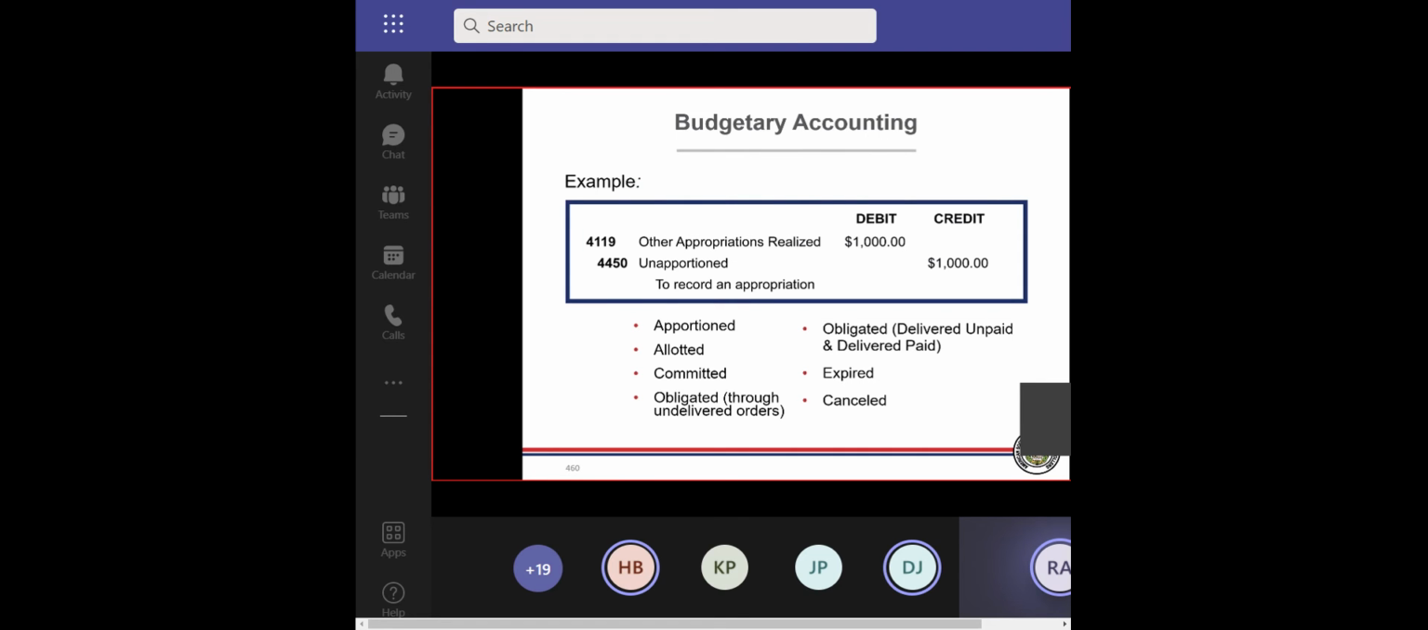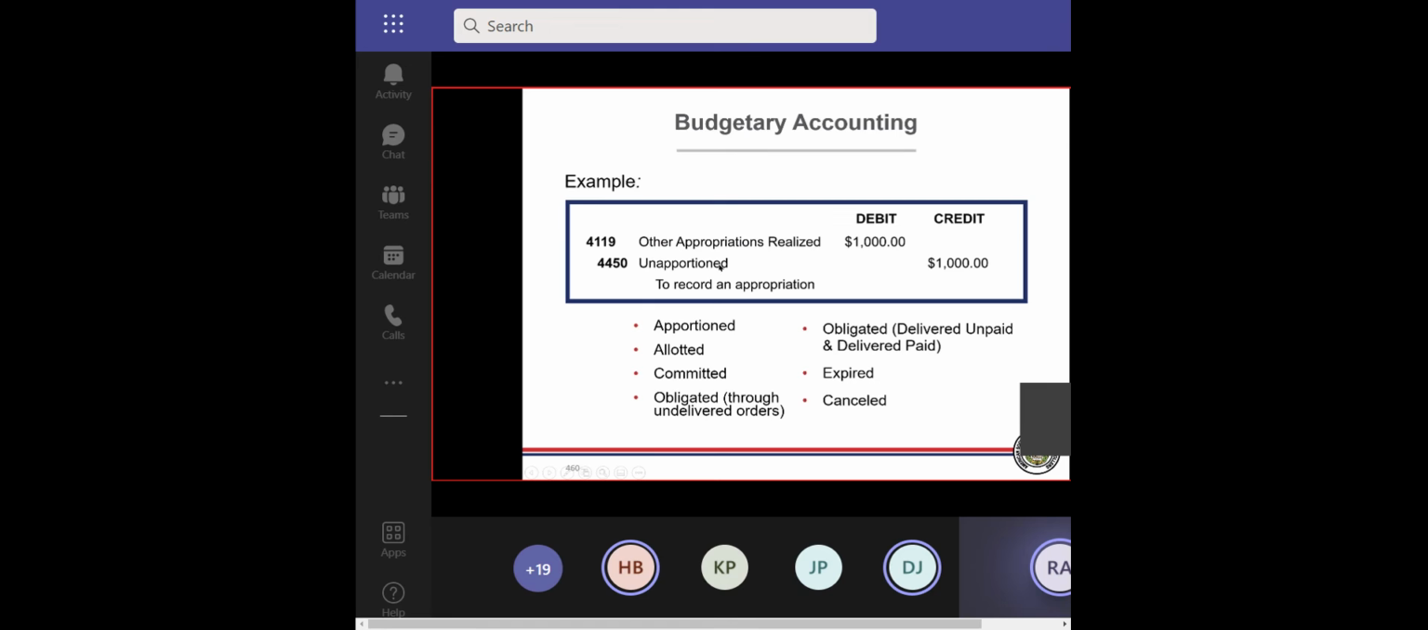Other appropriations realized, $1,000. The corresponding credit entry, unapportioned appropriations, $1,000. That's the first thing we do as soon as the president signs that appropriation bill. Now, let's say of that $1,000, OMB gives you your first quarter apportionment, $250. Well, now we have to reduce the unapportioned by $250 and increase the apportioned by $250.